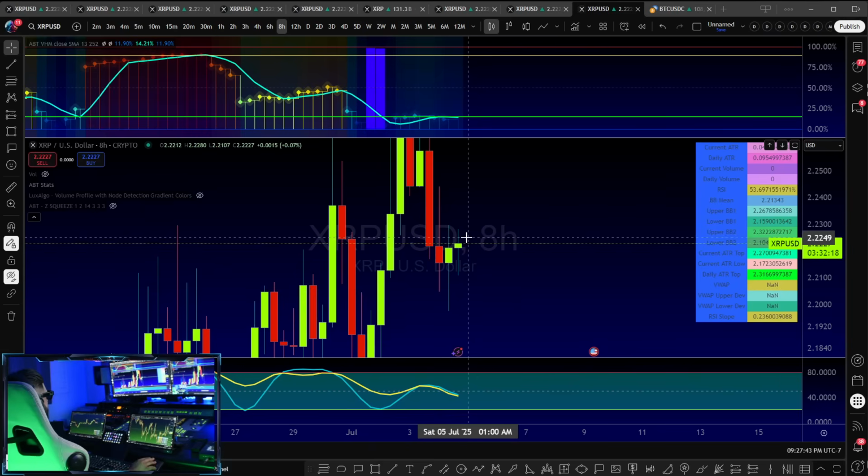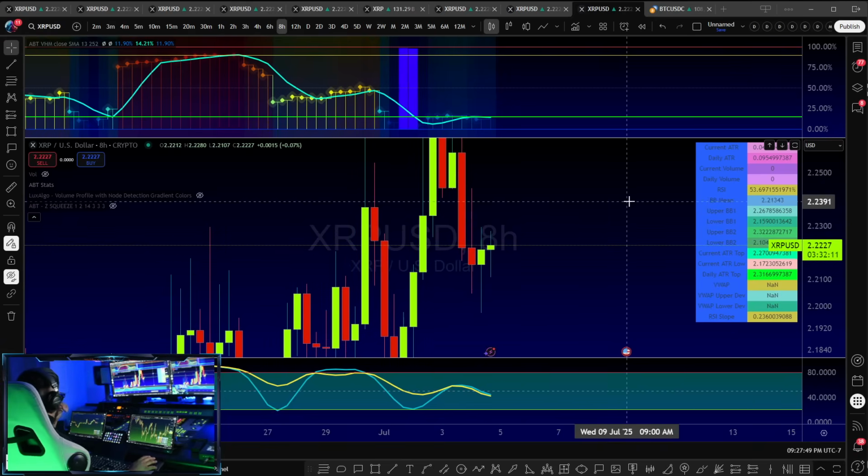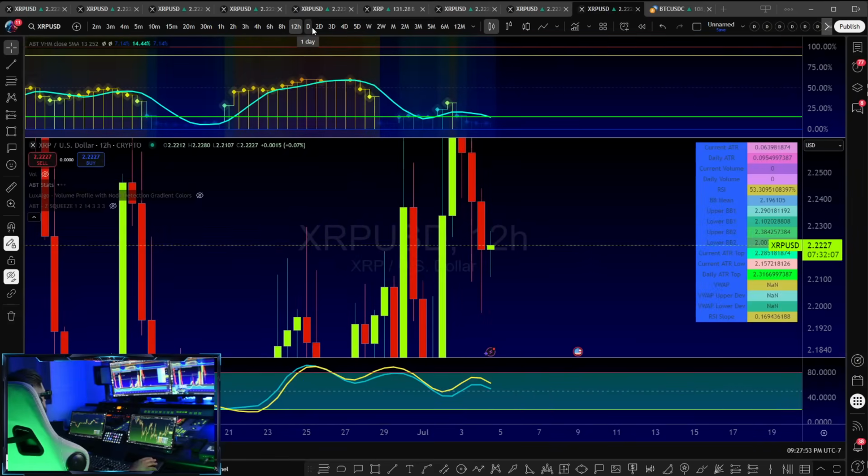And here is your 50% prior bar retrace of the 8-hour. Continuation to the upside now is starting to look very likely. So how high? 12-hour time frame. Let's see. Well, so far it would be about 12 hours of upside. So that gives you around 6 cents, and that would put you at an ATR top of around 228, 229.